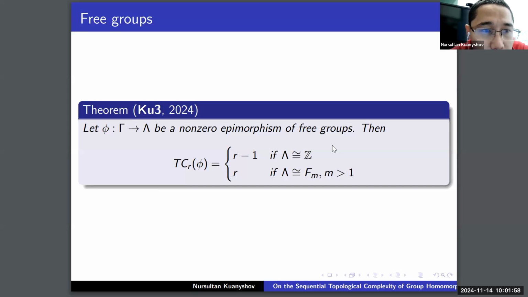Similarly, I was able to prove that if I have free groups and non-zero epimorphisms, then the sequential topological complexity of the group homomorphism is r minus 1 if lambda is an infinite cyclic group, and r if it has more than one generator, so at least two generators. And this is true. As we can see from this example and the abelian example, it does not depend on the choice of the group homomorphism; it depends on the target group. It was known that the sequential topological complexity of a free group is r minus 1 if it has only one generator, and r otherwise.